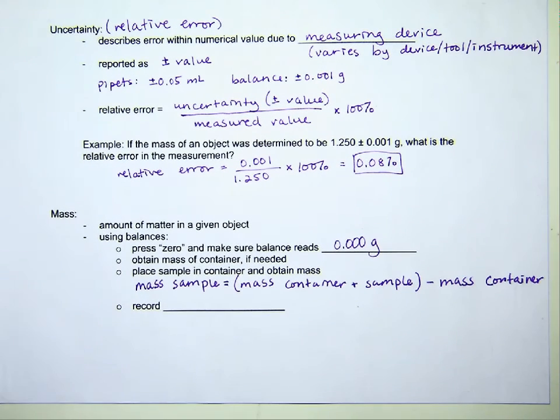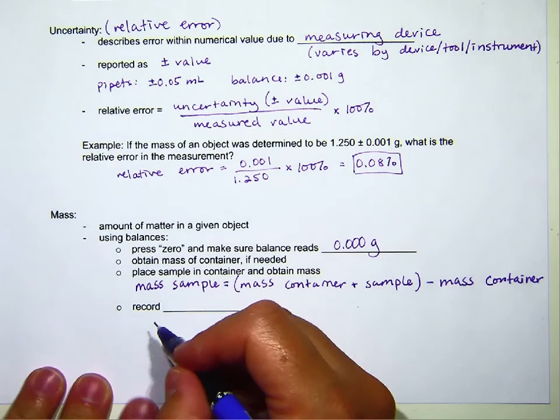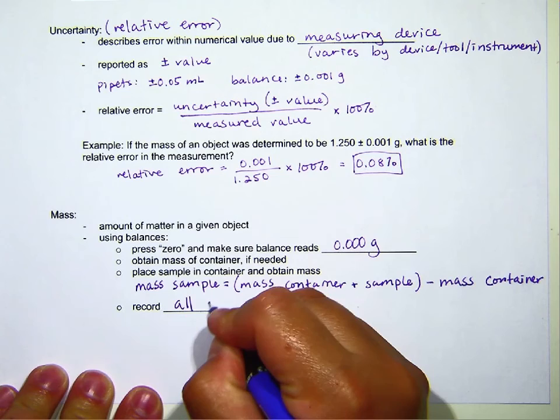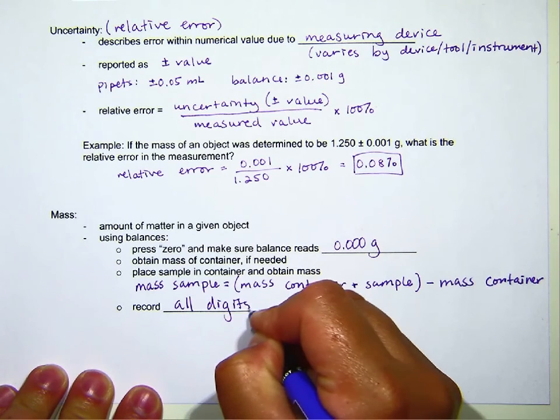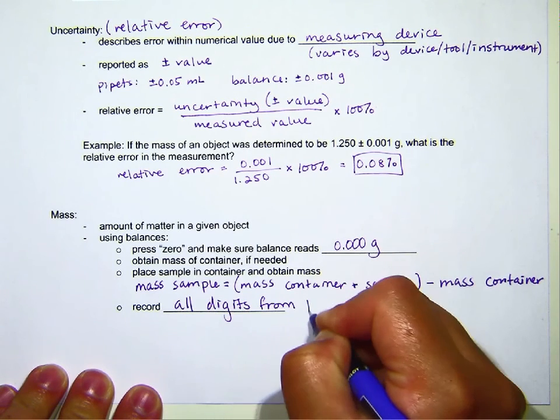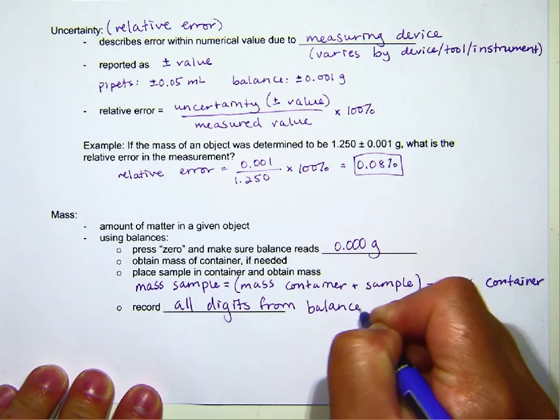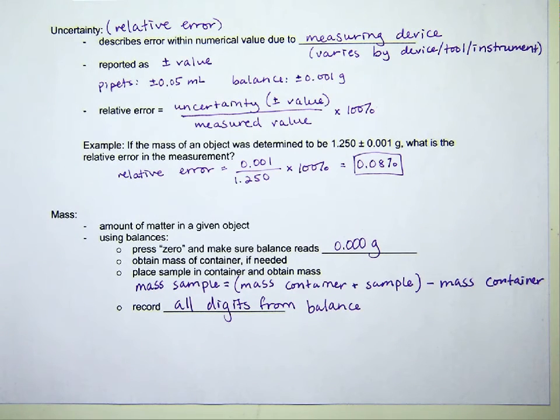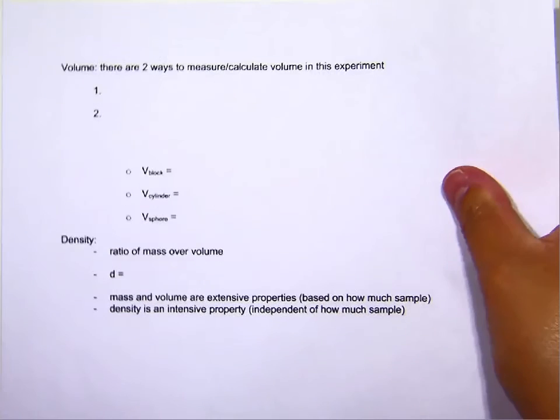And something that is sometimes challenging to understand is when you're using a balance, you don't want to apply significant figure rules to it. You just want to record all the digits from the balance screen. So do not attempt to round, just write down all the numbers that you are given. So that's mass. The next thing we'll be talking about is volume.